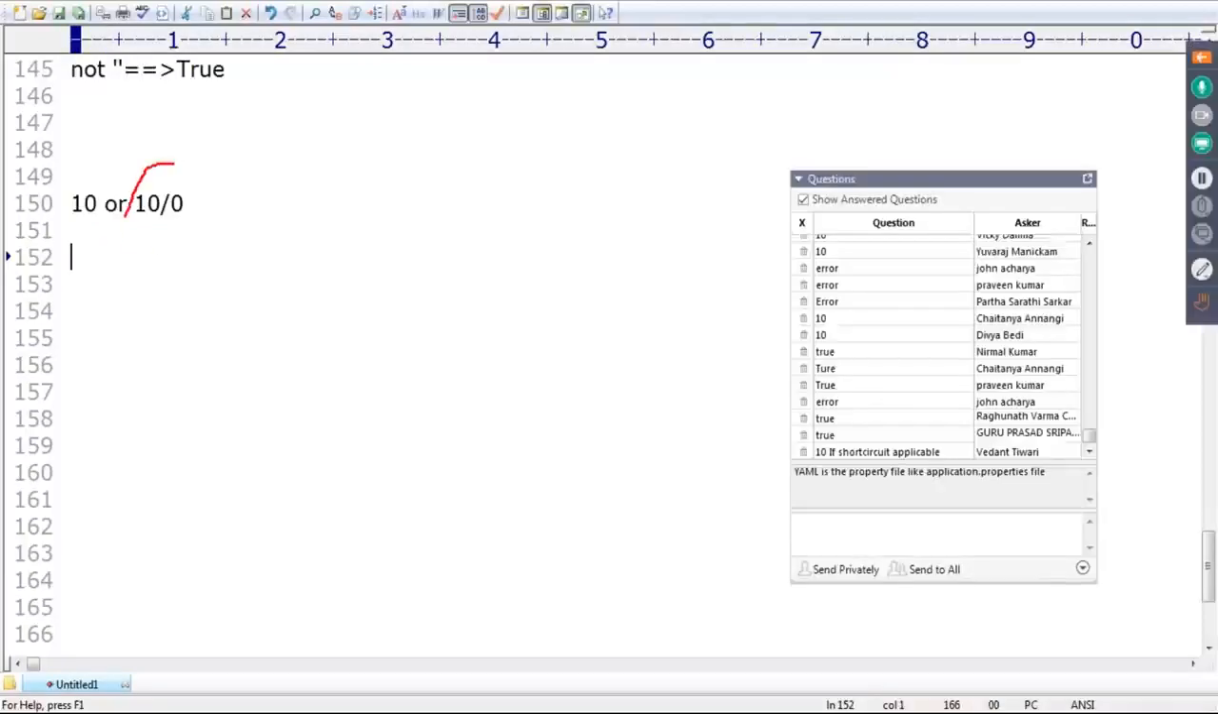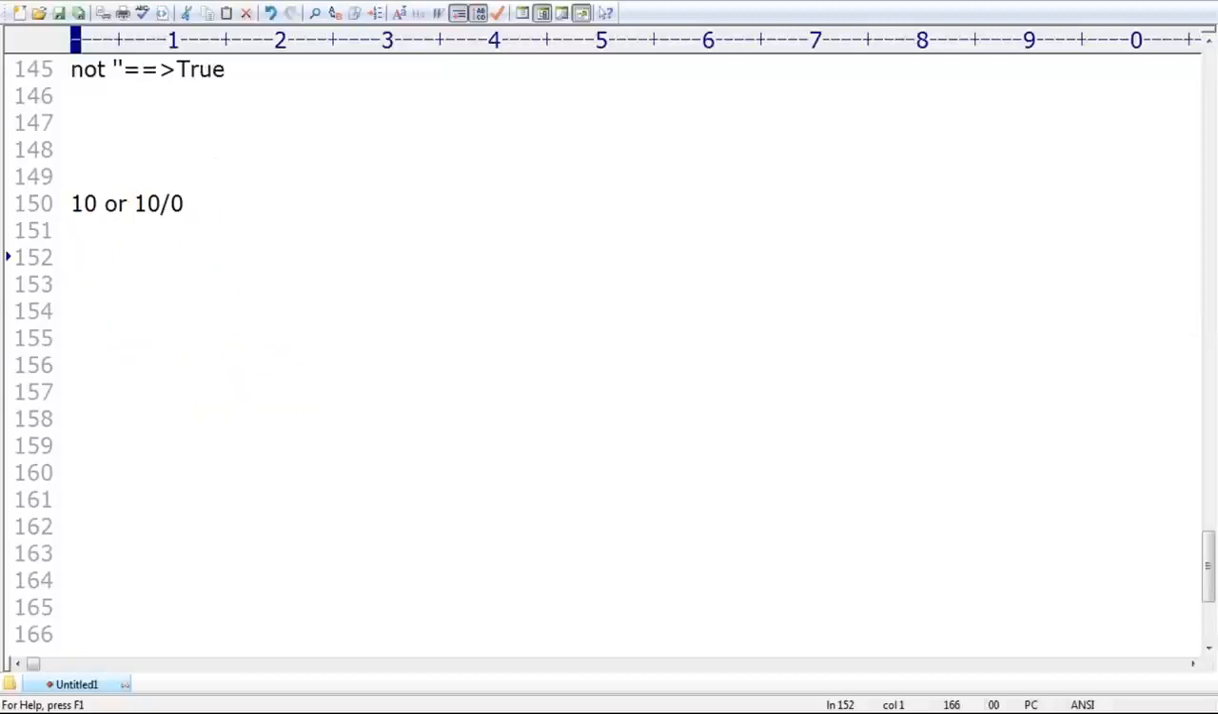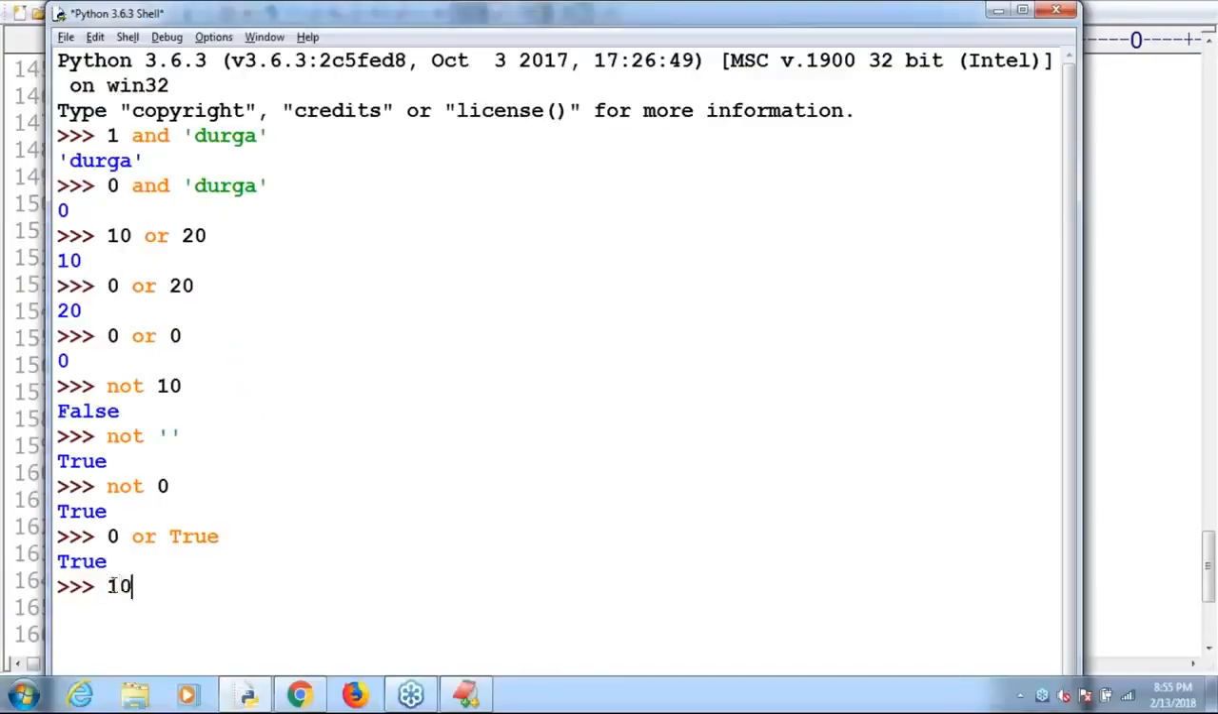Actually, if everything goes fine and it is true, consider only the first value. The second one is not going to be executed. Sir, 1 minute, let me cross check if short circuit operators are available or not. We will discuss, don't worry about that.